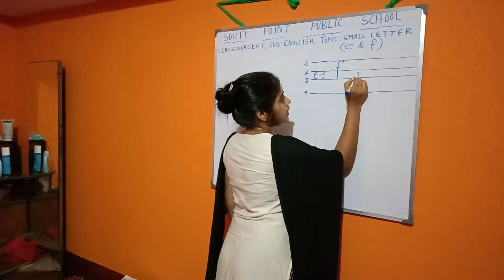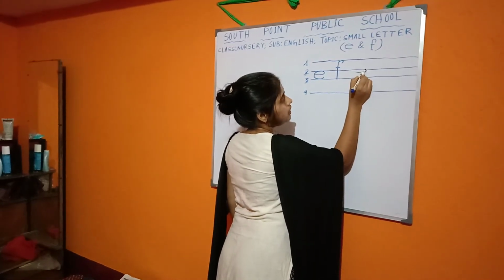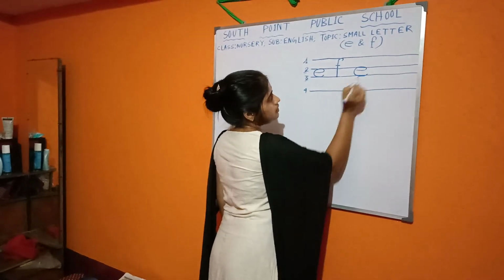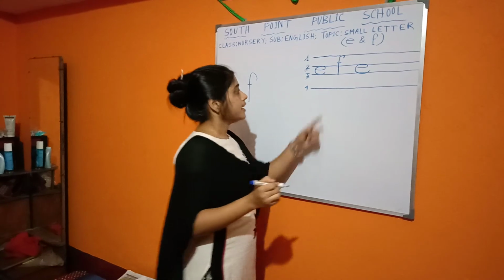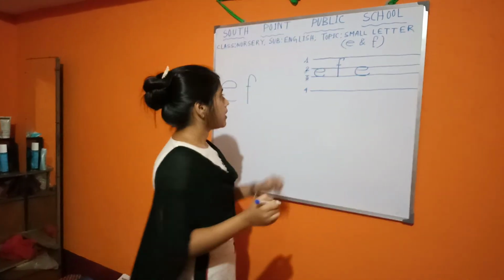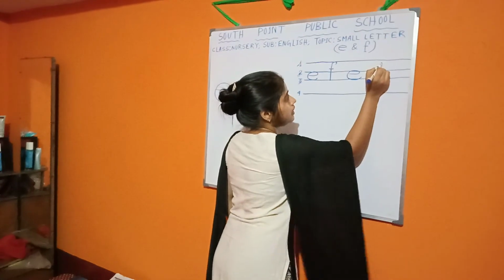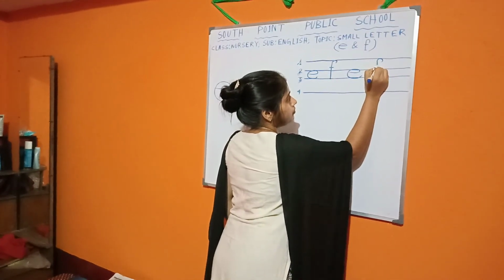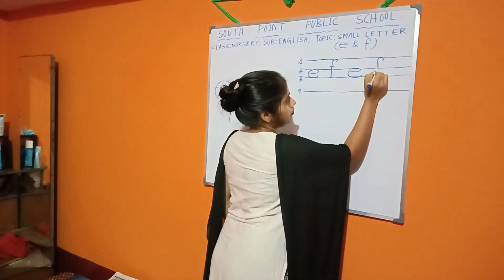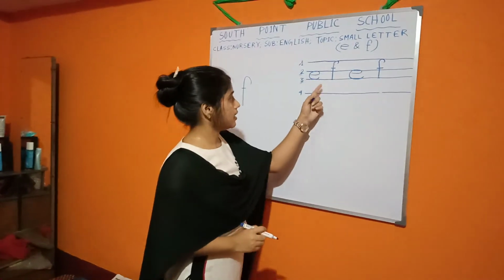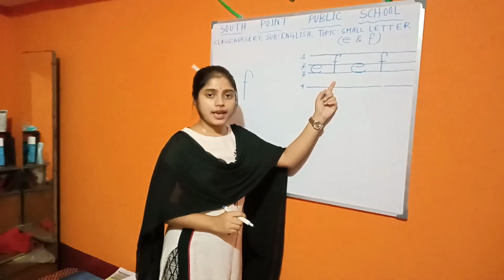To write E, we need only 2 lines, the second line and the third line. This is E. And to write F, we need the first line, the second line and the third line. This is F, this is E and this is F.